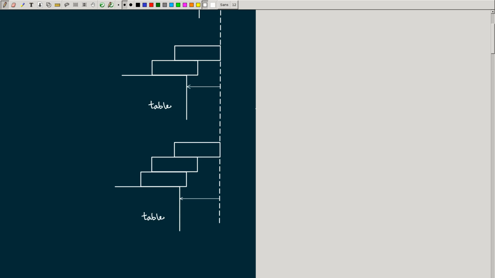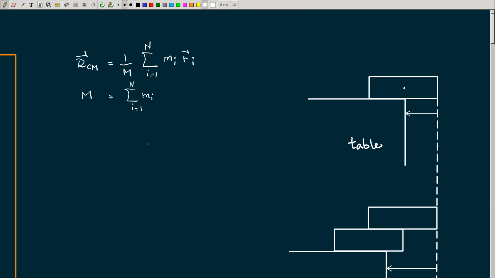Let me zoom in here. Alright, this is the case for only one book. It's really easy. Let's call this XCM1. Easily you can see that XCM1, if you use this formula, which is not needed for one book because it's so obvious, and we call this length L, is going to be L over 2. So this is for one book.